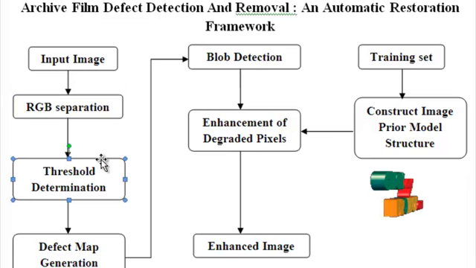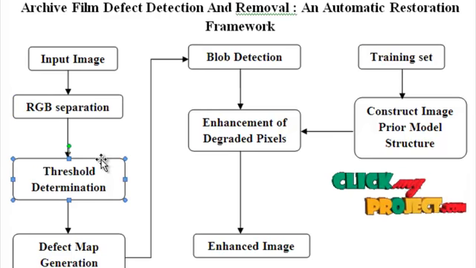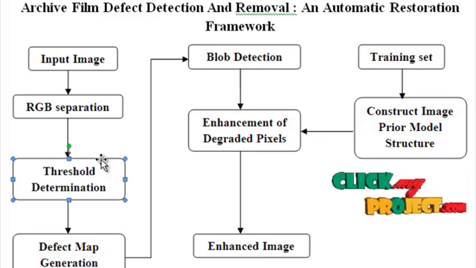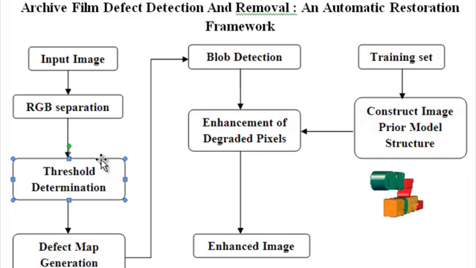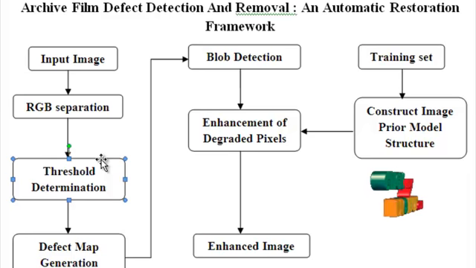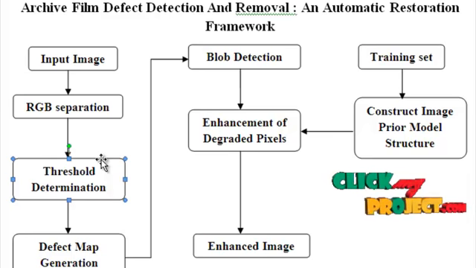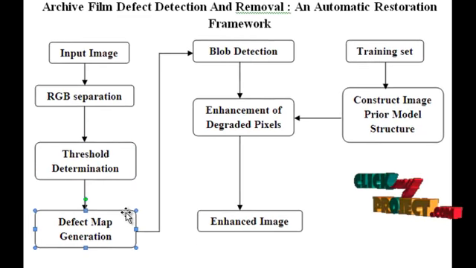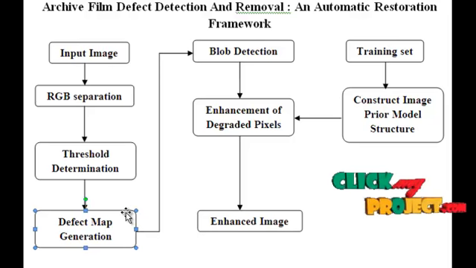Let us pass on to the next block, that is threshold determination. The given image is represented as an intensity matrix consisting of values in the range of 0 to 255. Histograms are plotted for each of the intensity values and threshold points are found. The defects can be distinguished by assigning an arbitrary pixel value or average pixel value to the regions separated by thresholds. Following this block, defect map generation comes.